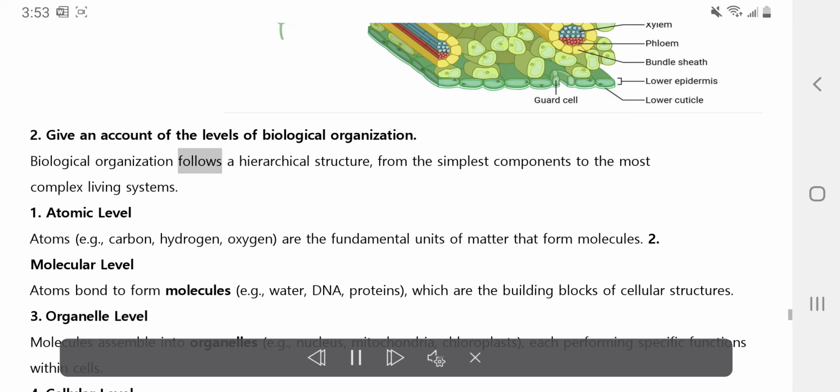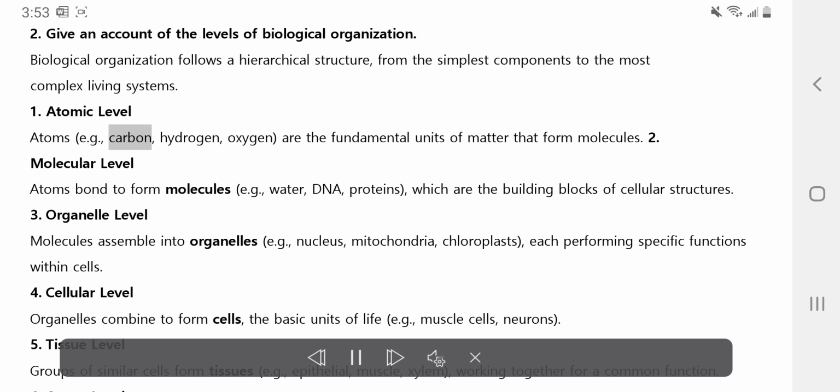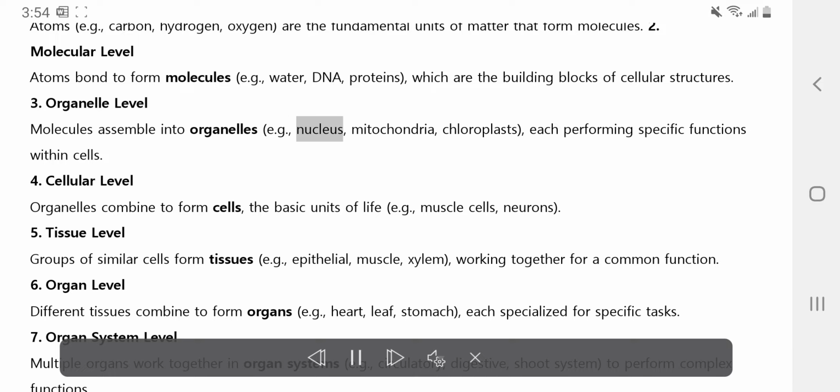Biological organization follows a hierarchical structure, from the simplest components to the most complex living systems. 1. Atomic level. Atoms, e.g., carbon, hydrogen, oxygen, are the fundamental units of matter that form molecules. 2. Molecular level. Atoms bond to form molecules, e.g., water, DNA, proteins, which are the building blocks of cellular structures. 3. Organelle level. Molecules assemble into organelles, e.g., nucleus, mitochondria, chloroplasts, each performing specific functions within cells.